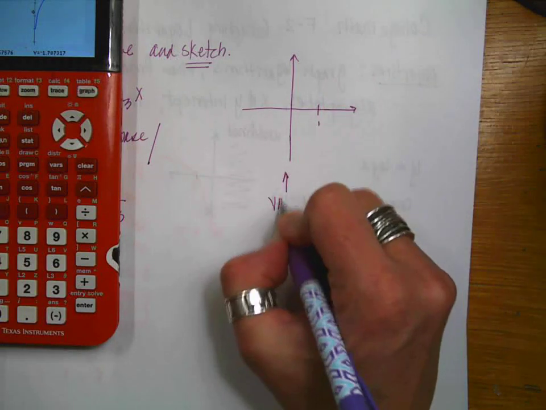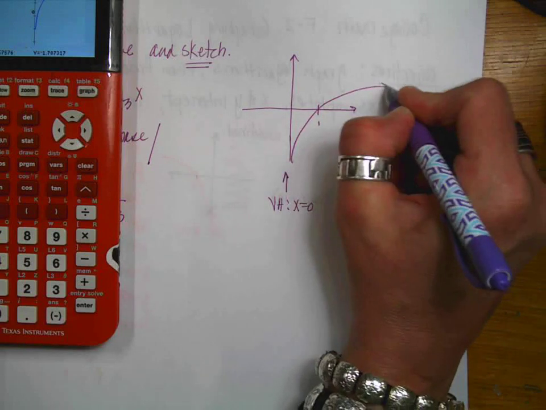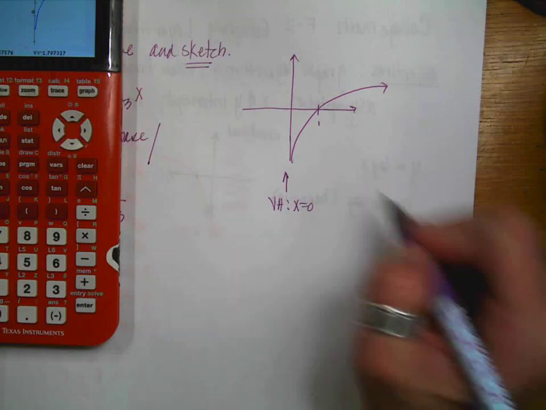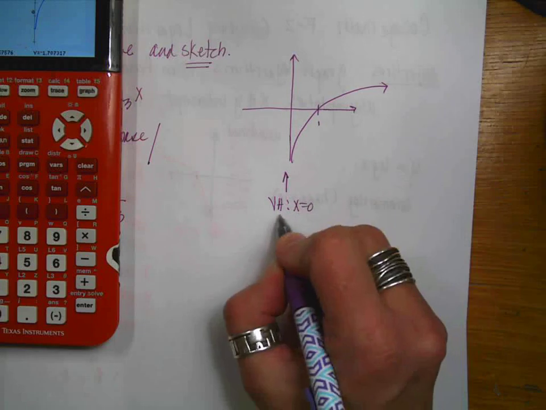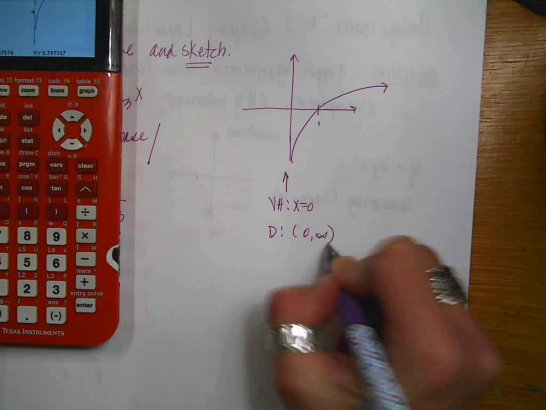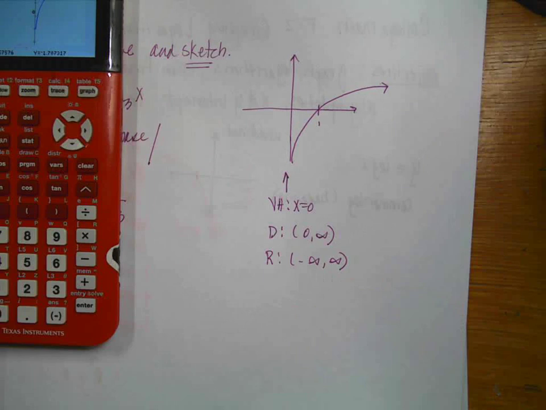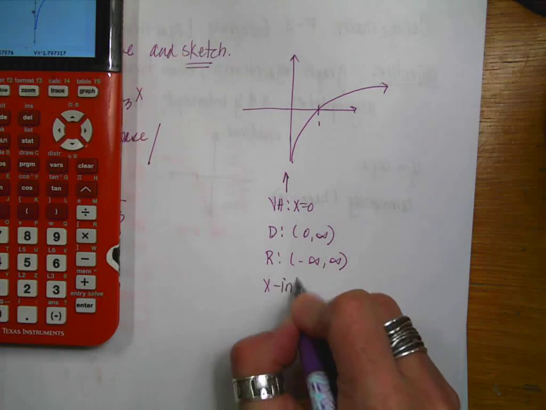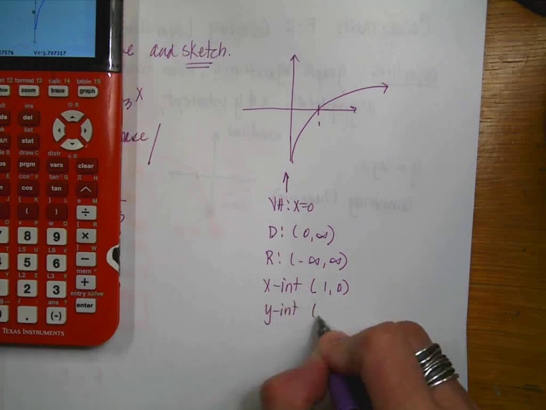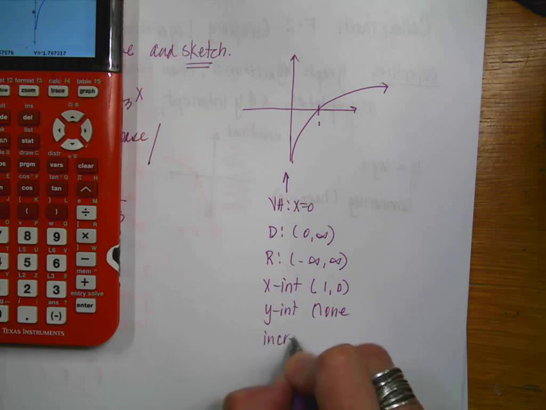So remember that I have a vertical asymptote at x is equal to 0, and even though it's a different base, the function is still going to cross at 1. Okay, and so then I'm going to talk about all of my details. So here's my vertical asymptote. My domain is going to be from 0 to infinity. My range is still negative infinity to positive infinity. My x-intercept is still going to be 1, 0. My y-intercept, there is none. And then this one is increasing.